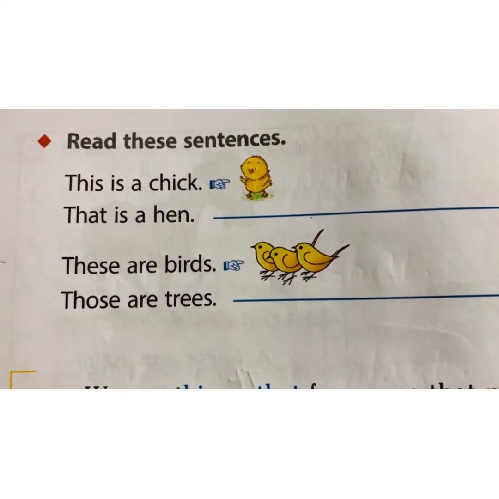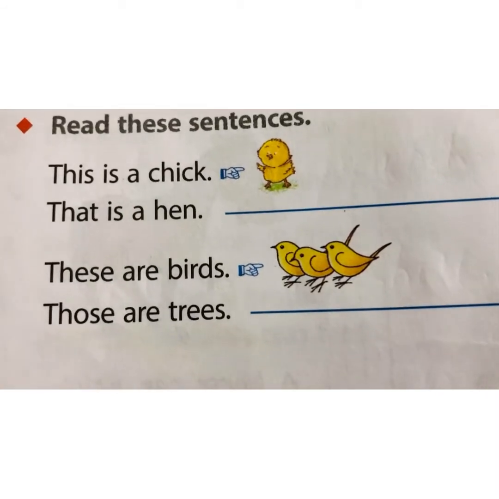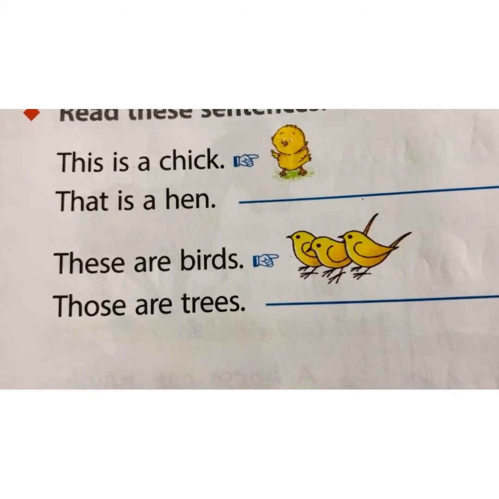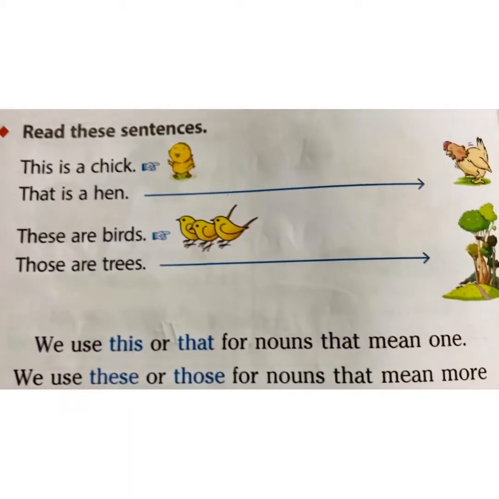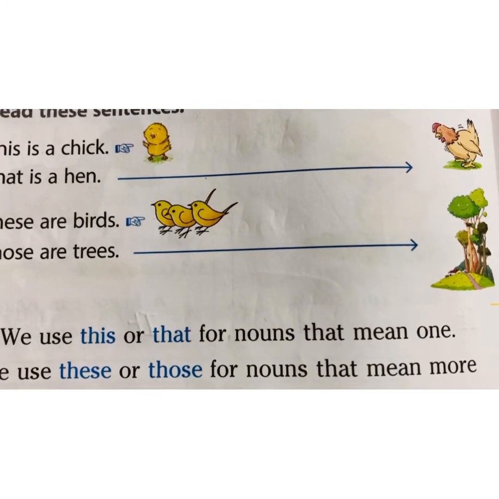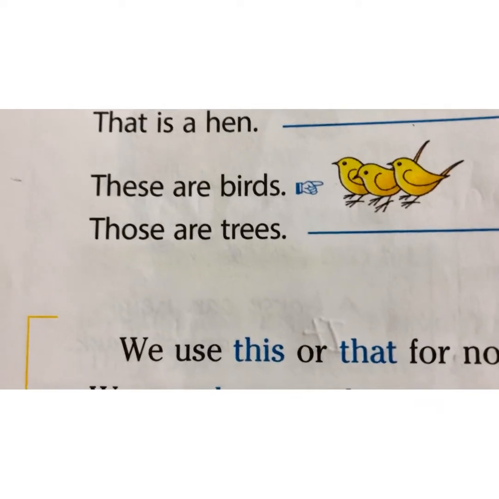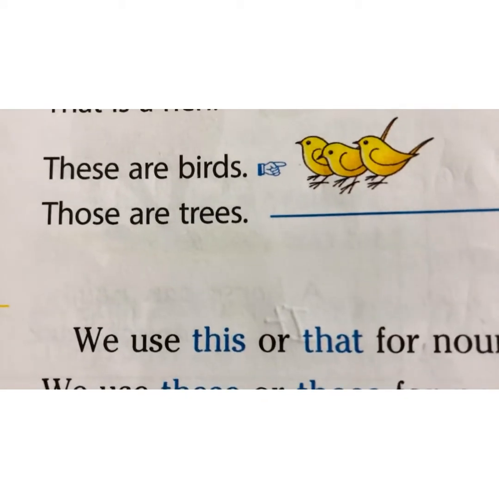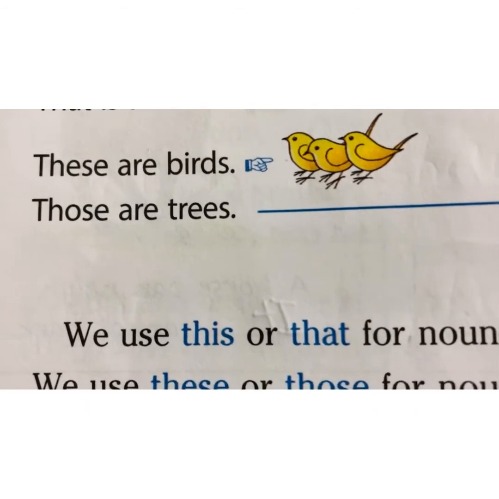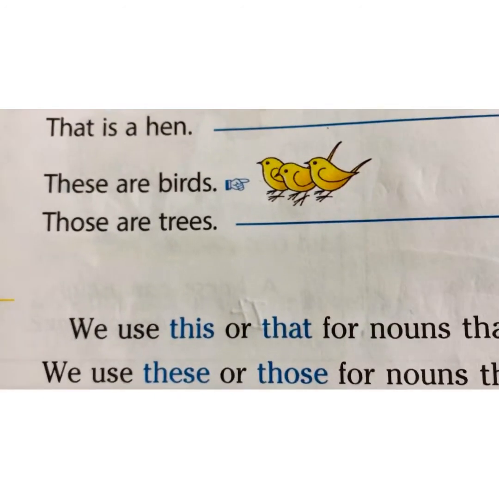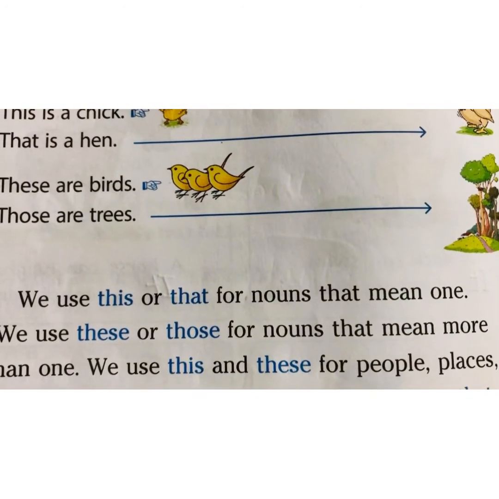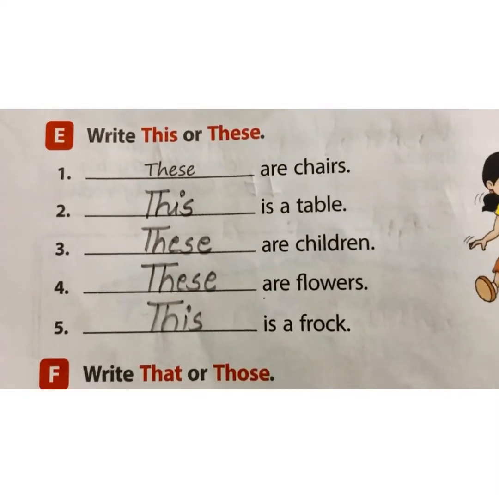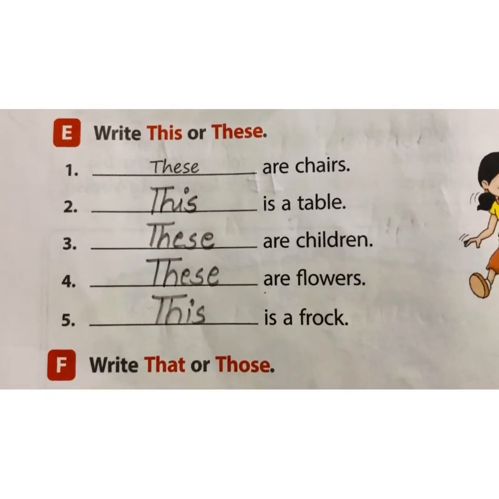Read these sentences. This is a chick. The chick is near us, near the hand. That is a hen. The hen is far. These are birds. There is more than one bird. These are birds. Birds are close. Those are trees. Trees are far. Let us do the exercises to make the concept more clear.